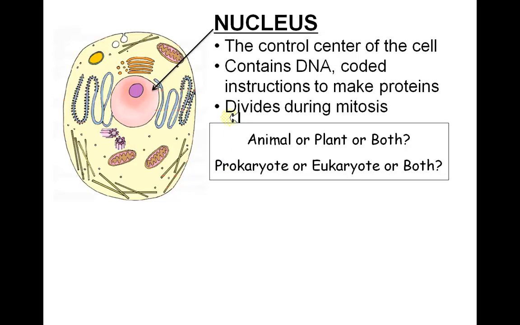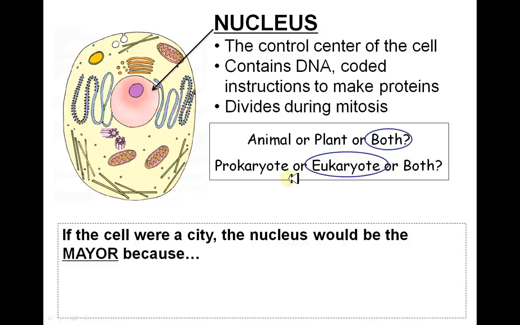And it also divides during mitosis, where we get two copies of the DNA to go to both of the daughter cells. It is found in both plant and animal cells, and it is only in the eukaryotic cell. And if this was going to be part of a cell city, it would be the mayor.